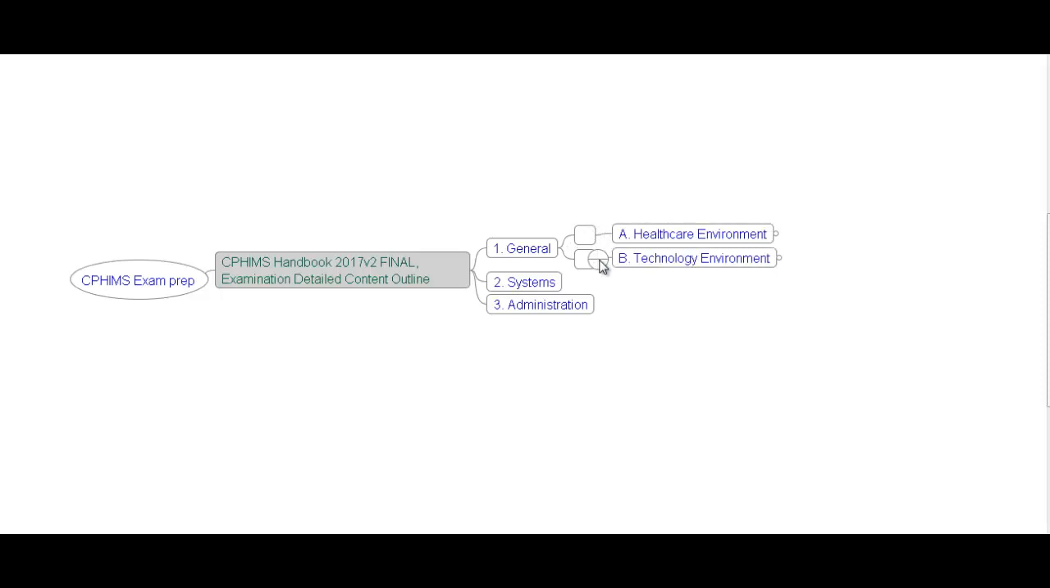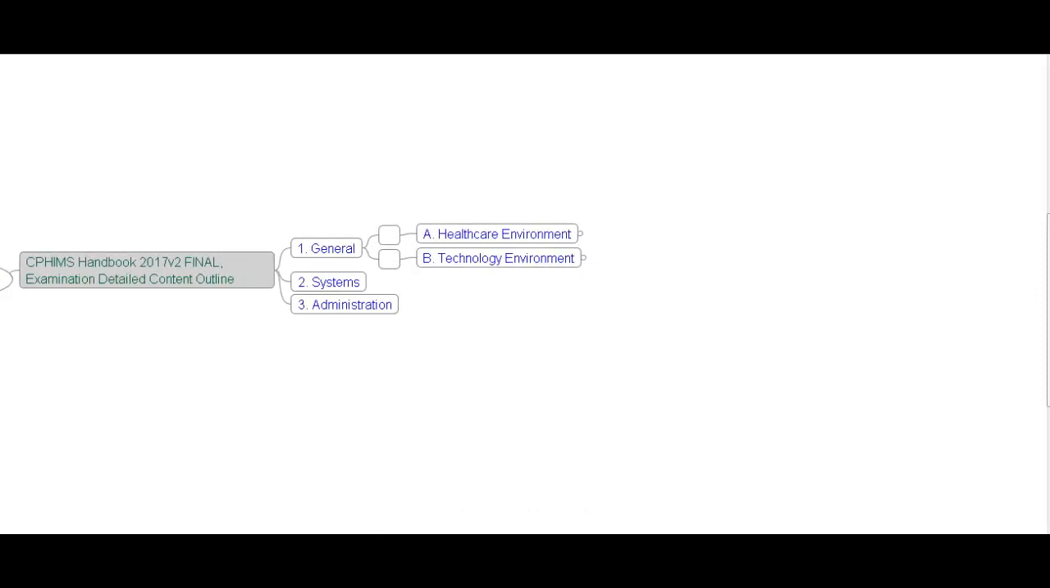The CPHIMS exam is categorized into three broad sections: General, Systems, and Administration. First we'll explore the General section. The General section is further divided into two subsections: healthcare environment and technology environment.